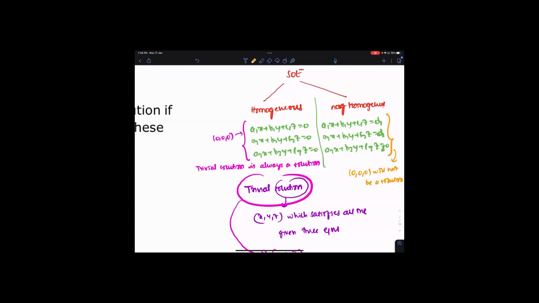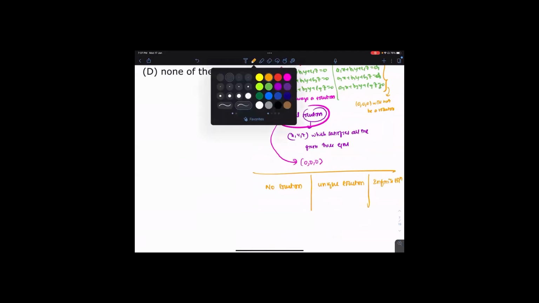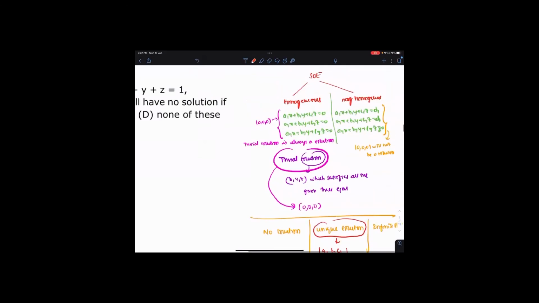Next, we have 3 simple categorizations: no solution, unique solution, and infinite solutions. Now this part is very easy. Unique solution: simply take the det of a1, b1, c1, a2, b2, c2, a3, b3, c3. If this det is not 0, then the given system of equations will have a unique solution.